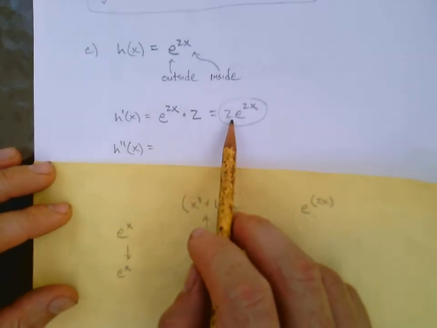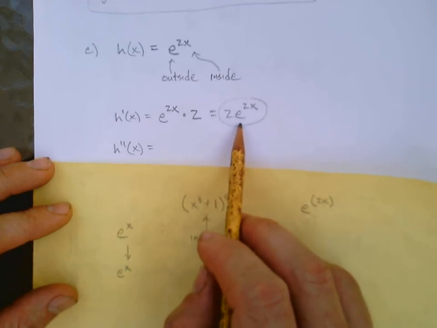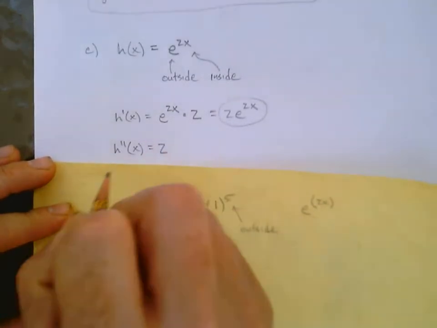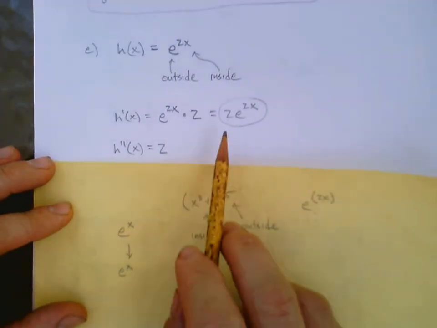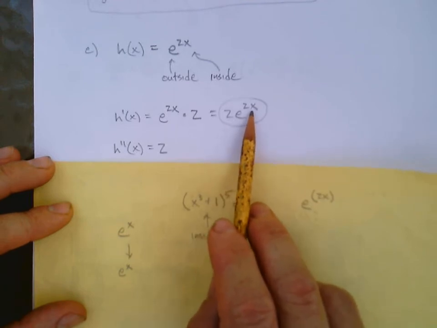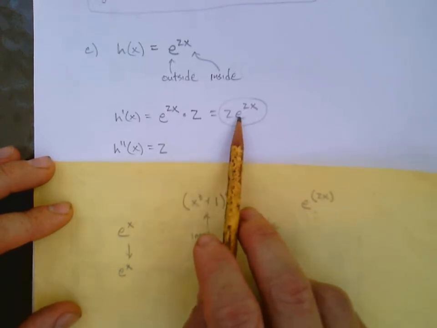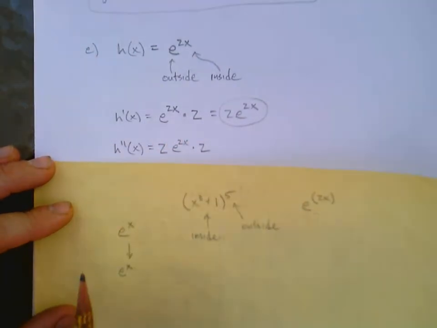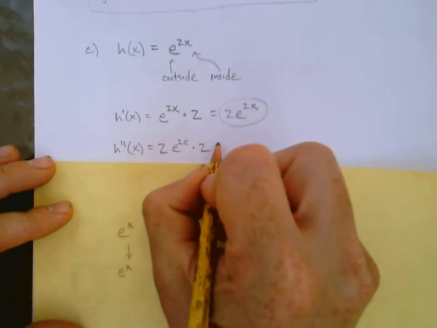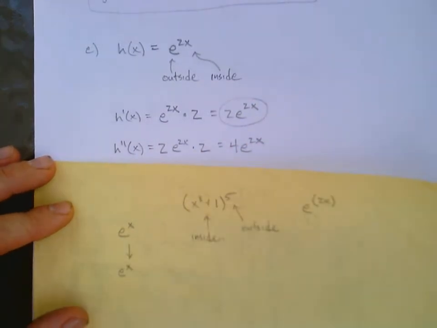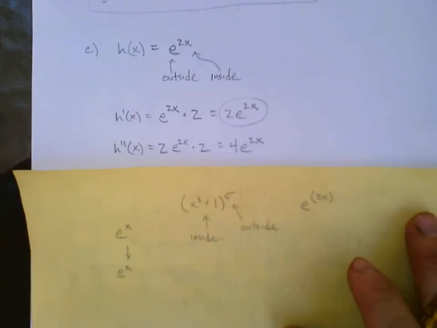It's kind of cool. All right, so if we look at our simplified version, we have now a constant multiple, so that would just kind of tag along. And then we have e to the 2x again. Well, if we need to take the derivative of e to the 2x again, it's going to be e to the 2x times 2, just like before. This would simplify to 4e to the 2x. Okay, there's your second derivative.